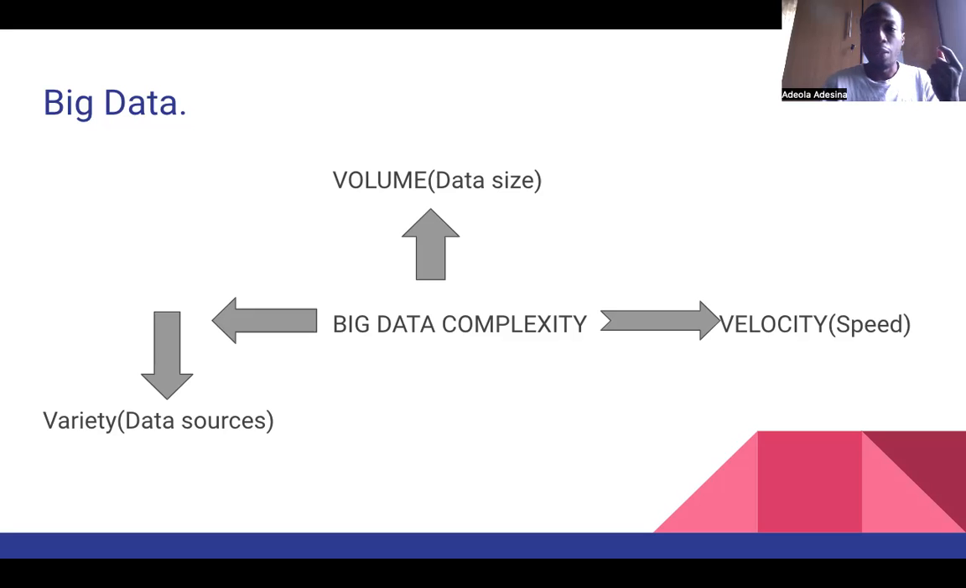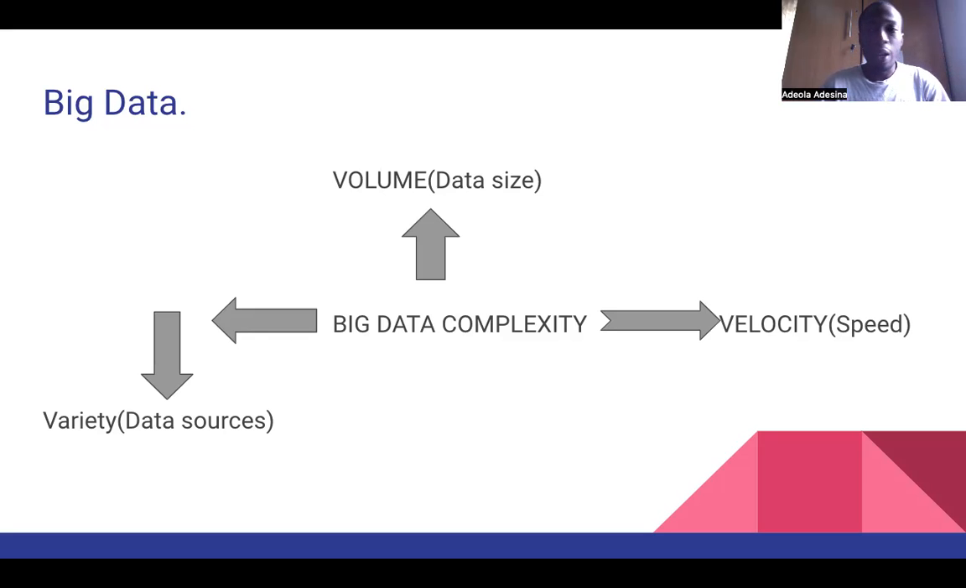Big data has a very huge size. So imagine yourself sitting down at, say, Google's data center, or Amazon's data center, or Facebook's data center. Imagine all that volume of data these companies have to deal with every day, right? So big data has a very huge volume, data size.